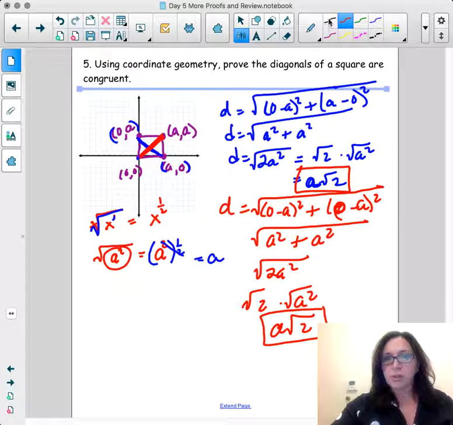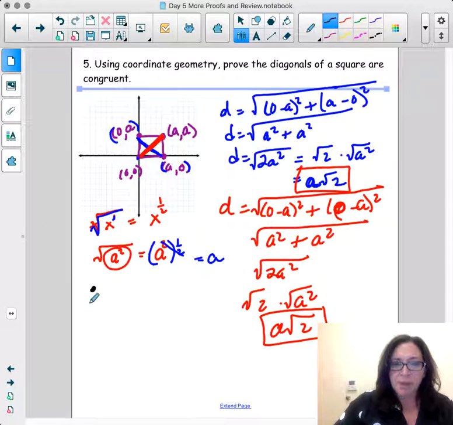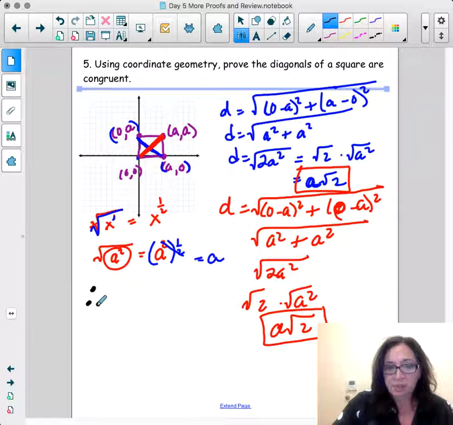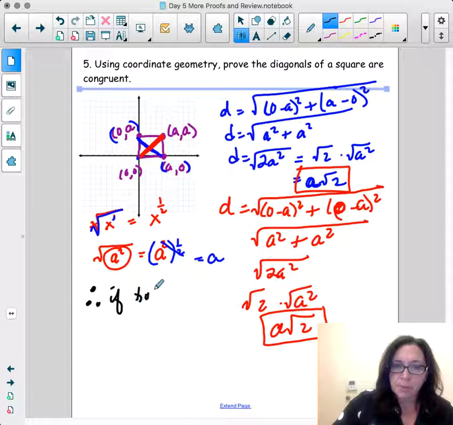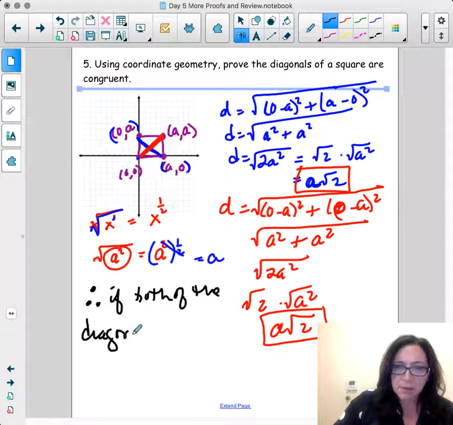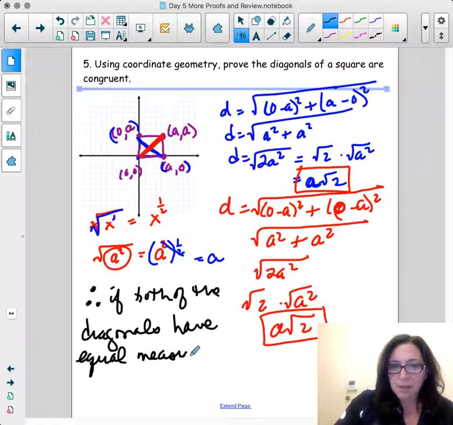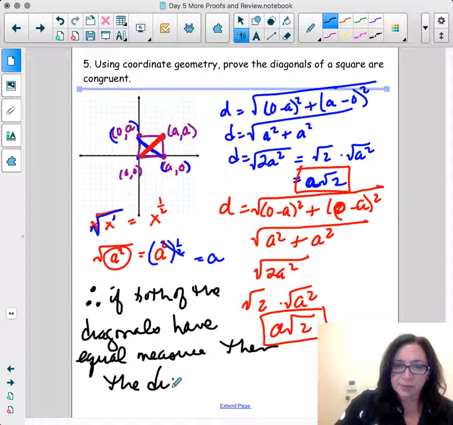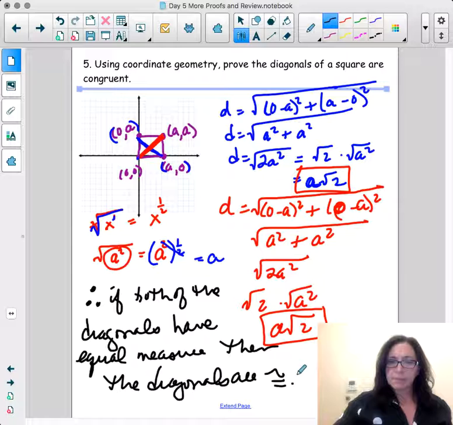So remember, you always want to make a conclusion whenever you're proving a coordinate geometry proof. So there, you would say, therefore, if both of the diagonals have equal measure, then the diagonals are congruent. Okay?